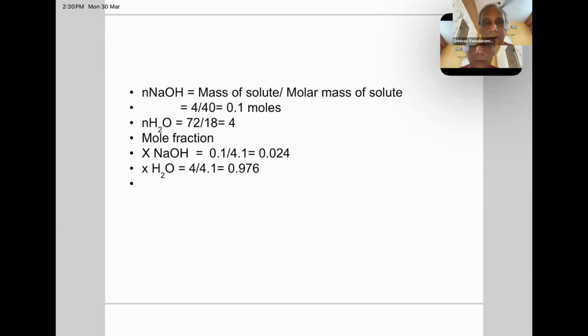Mole fraction of NaOH, number of moles of NaOH divided by total number of moles, 0.1 by 4.1, 0.024. Mole fraction of water, number of moles of water is 4 divided by total number of moles 4.1, 4 by 4.1, 0.976. Always, if you add all mole fractions, it will become equal to 1.